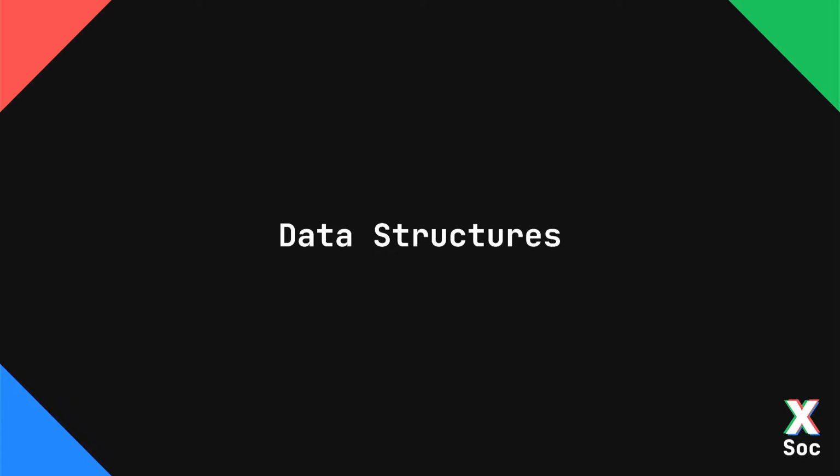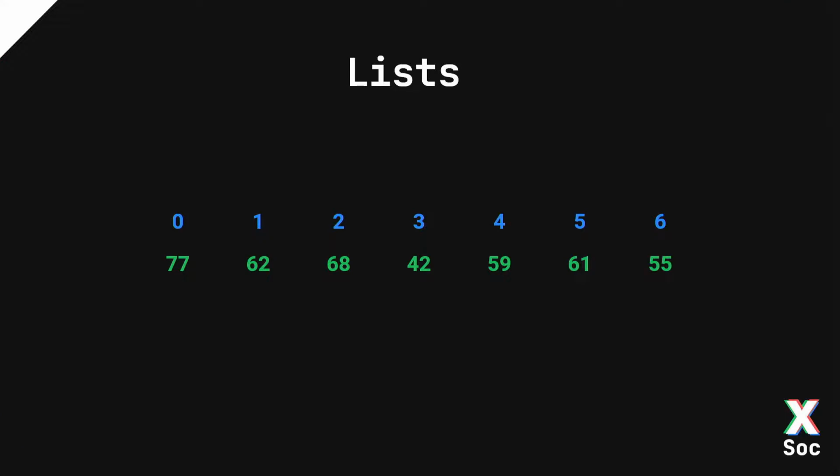And the first data structure we're going to look at is lists. A list is essentially just a sequence of data. As you can see, you have two rows. The top row represents the location of the item in the list, and the bottom row represents the actual data. You can imagine this list storing test scores, for example, where the first test score is 77, and that's at position 0, because lists in Python and many other programming languages are 0 indexed, meaning that the first element is actually at index 0 rather than index 1. The second element is at index 1.